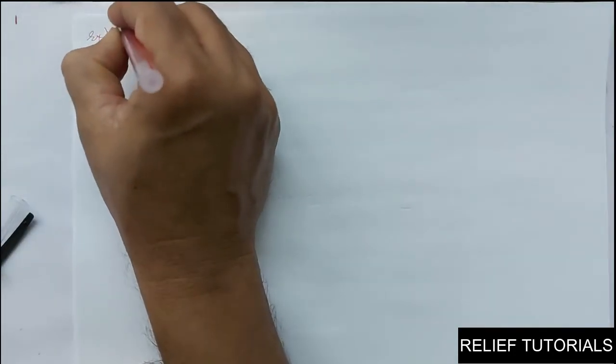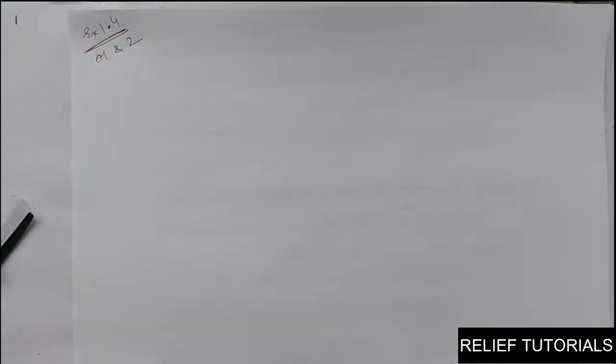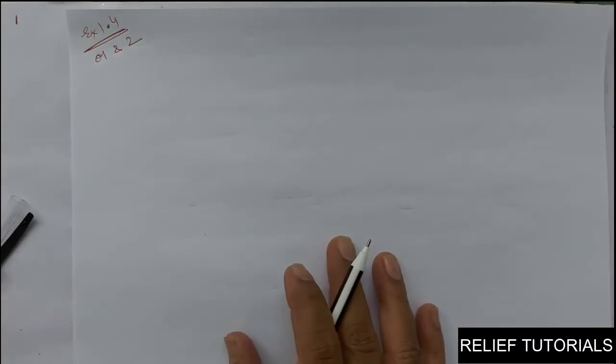Now we will do the textual exercise. See, the last exercise 1.4, question number 1 and 2. We will do these at a time. Read the question. What does it say? Without actually performing the long division method, state whether the following rational numbers will have a terminating decimal expansion or a non-terminating decimal expansion. Clear?